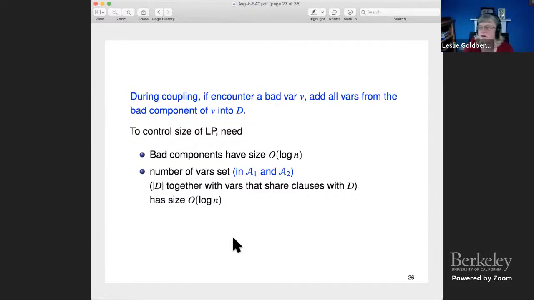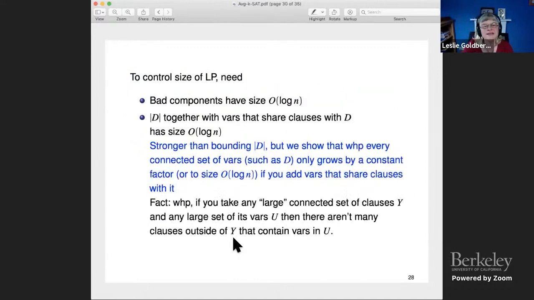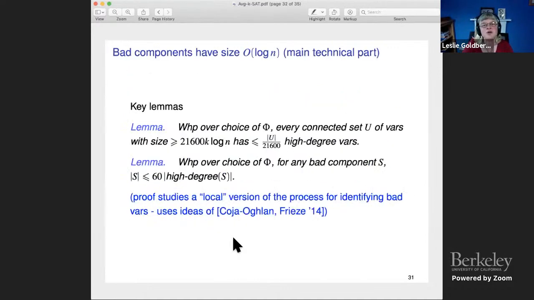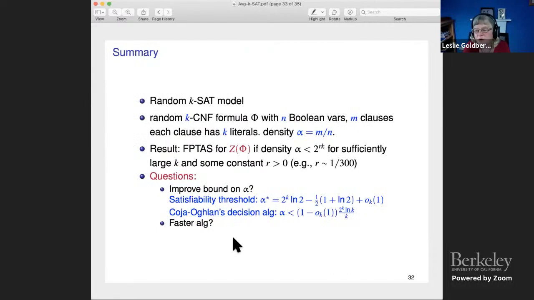Great. So since I've just got 21 seconds, the main technical part is proving that when you look at the random formula, the connected components caused by these bad variables just have size at most log n. Supposing you do that, what you end up with then is an FPTAS when the density is at most 2 to the r. Ah, is that my timer? Yes, whoops.